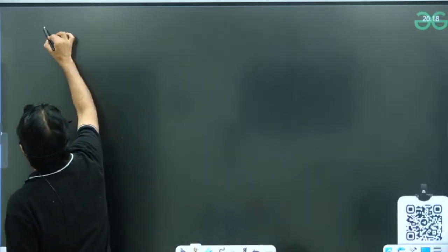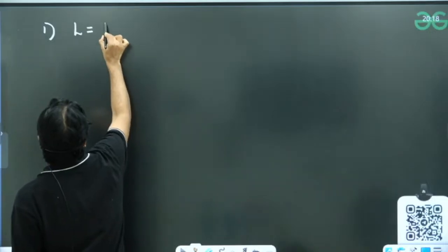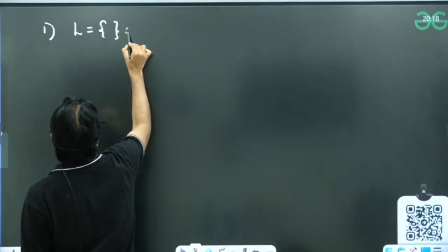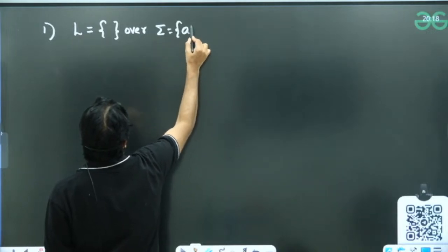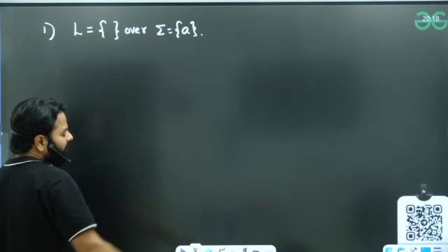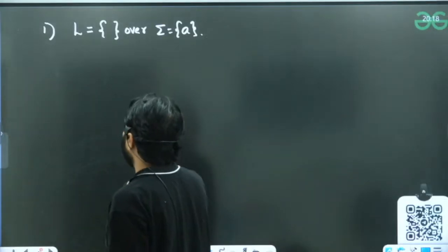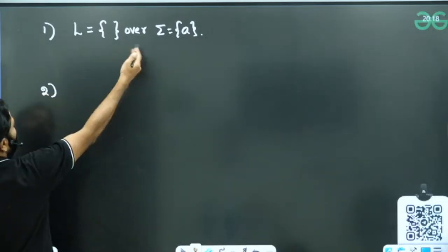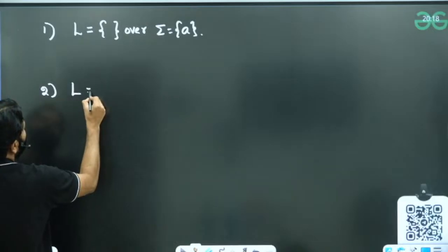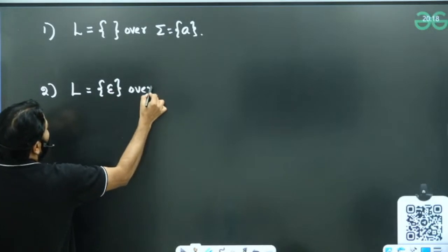And now, how to write a regular expression for each question? Suppose L is equal to the empty set over, let's say, sigma is equal to {a}. Can you tell me how to write a regular expression for this? I'll write some questions so that the delay in the YouTube can be covered. Please try to answer one by one. What do you do? Write a regular expression.